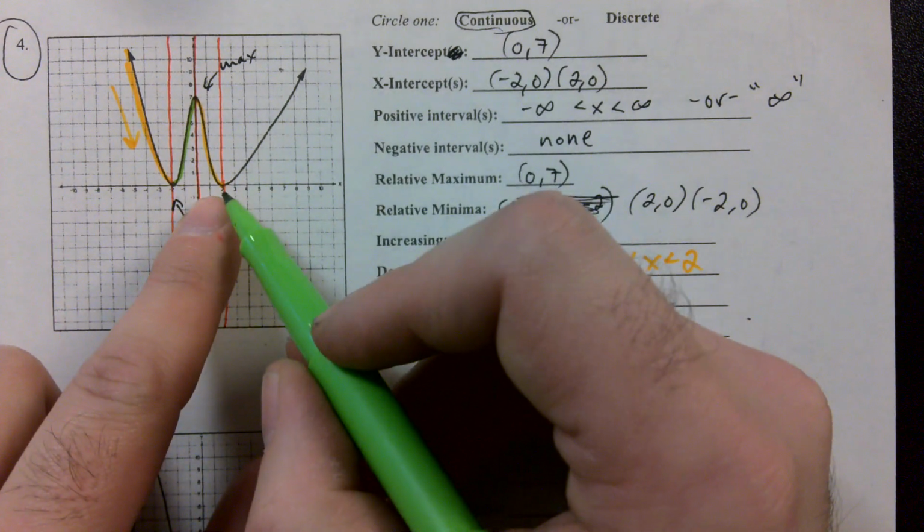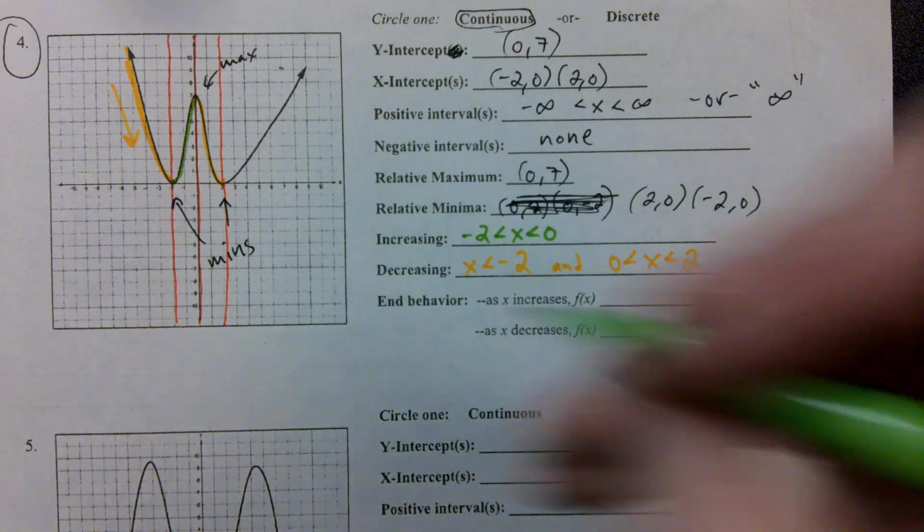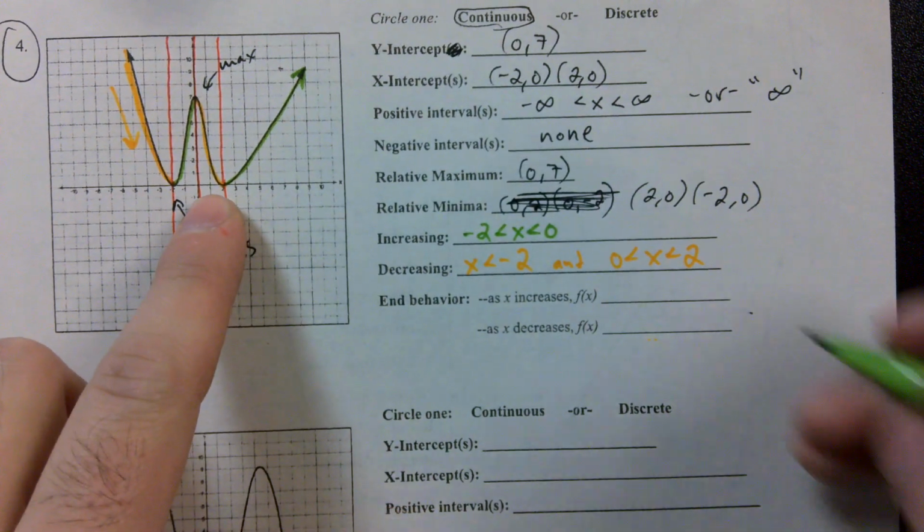I hit my relative minimum and I change directions, which means I'm now increasing again. Anywhere greater than what? 2.